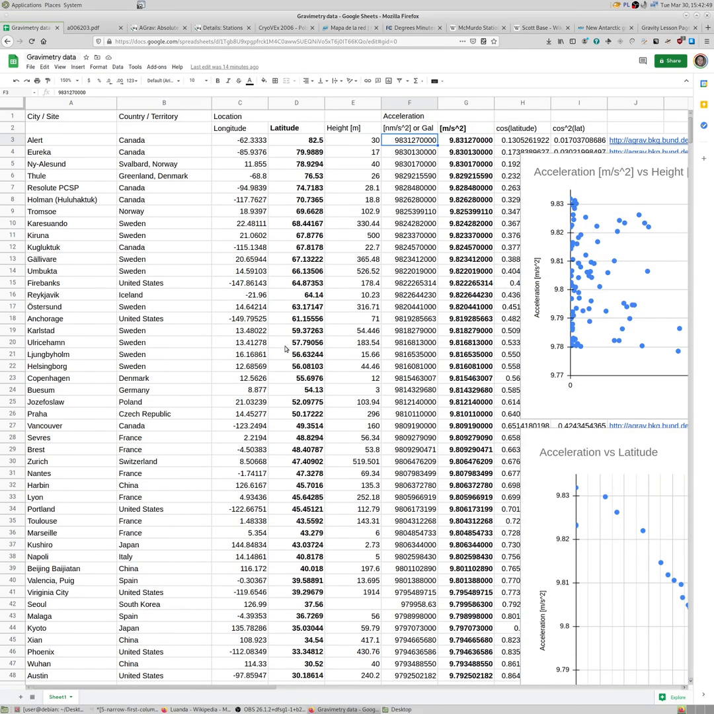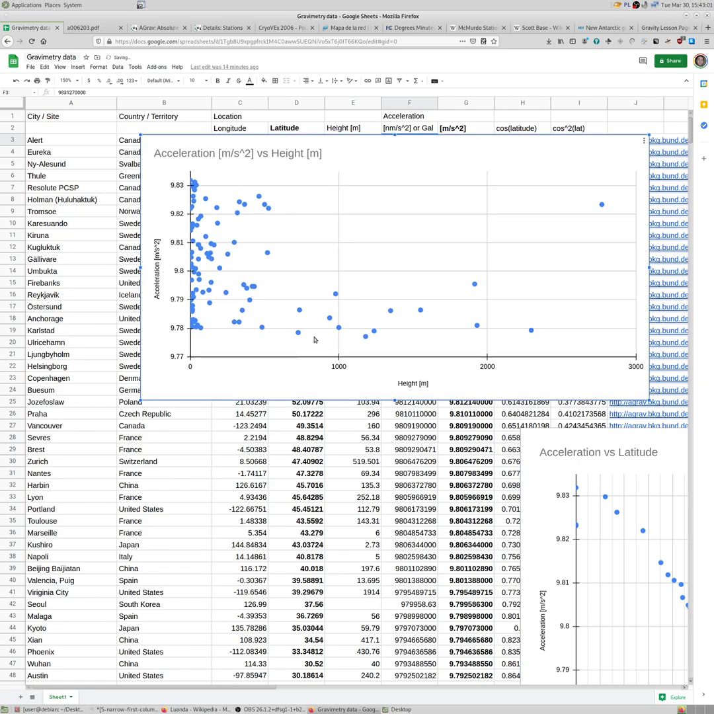There's more. I didn't want everything here. I just wanted a good view of all different latitudes. And it's not related to height. If you look at height versus acceleration, it's just random. Even if all the measurements were done very close to sea, they all spread between 978 and 983 meters per second squared.